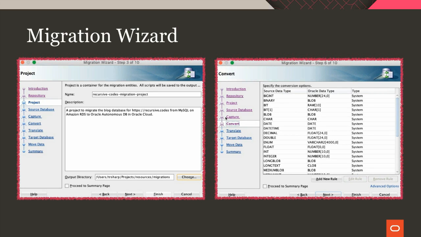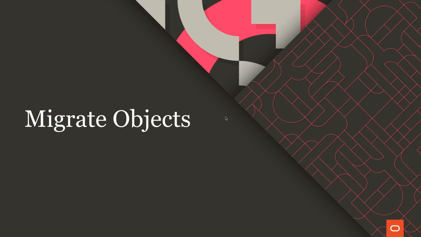So like I said, you have a big int maybe in MySQL, and the Oracle data type is going to default to number 24 with 0 precision. So that you could do this kind of mappings. You can add new rules, you can do whatever you need to do to get your data from your source to your new ATP instance.